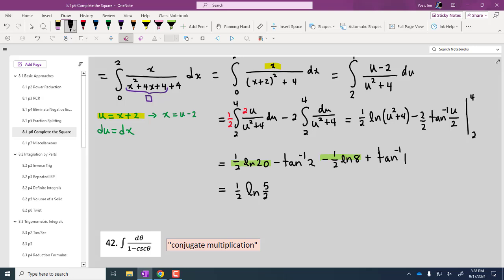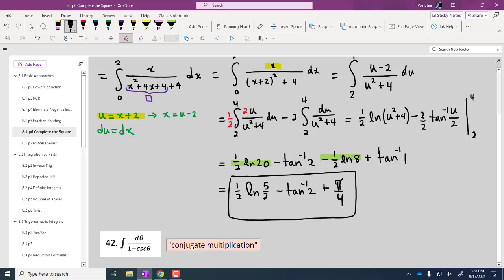And then minus arctan of 2, that's not a special value. But what is arctan of 1? What is the angle on the right side of the unit circle that has a tangent of 1? Pi over 4. Pi divided by 4. So that would be our final.